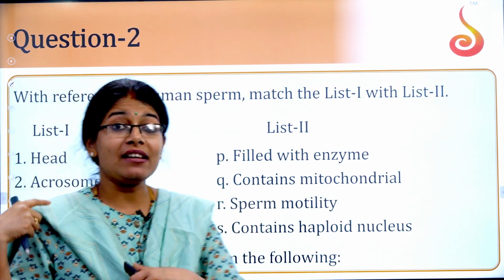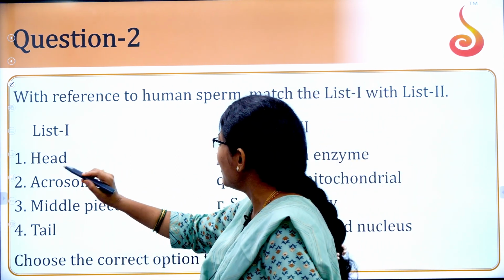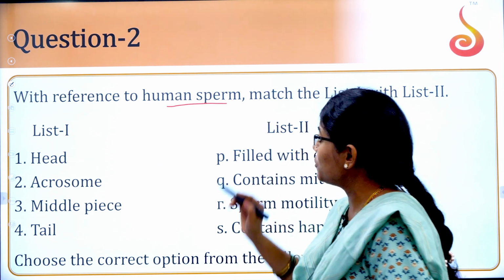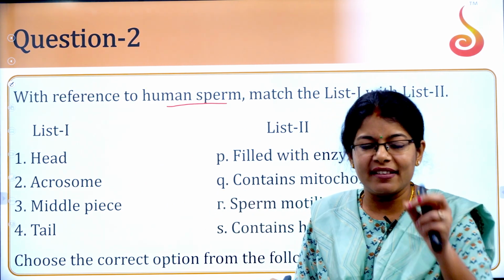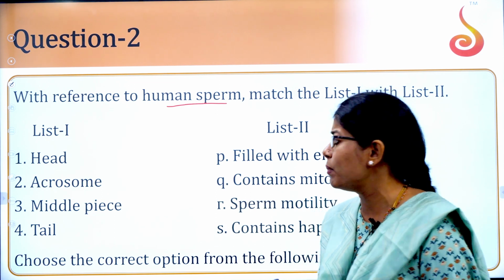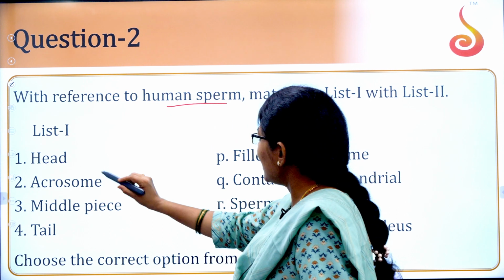The next question, match the list. I will just match and you tell me if it's option A, B, C or D. It's about the structure of the human sperm. If you know the diagram of NCERT, then this is a very simple question. Head, acrosome, middle piece, tail. Okay, just start with the head.